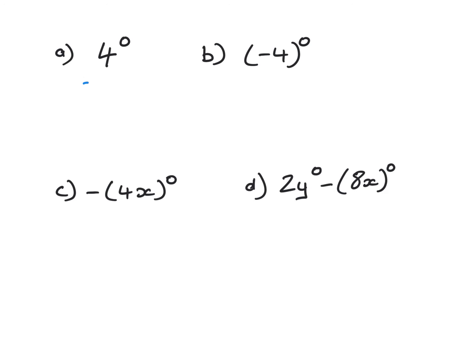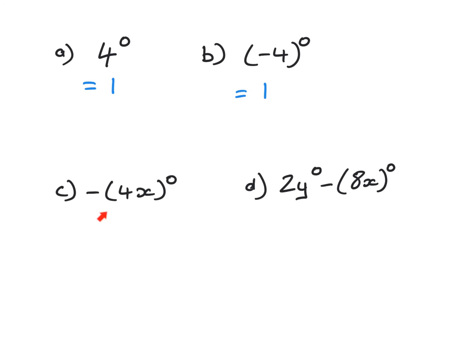Well, A must clearly equal 1 because 4 to the power of 0 is equal to 1. What about B? Well, this one is exactly the same. We have a negative number raised to the power of 0. Therefore, this one must also equal 1.